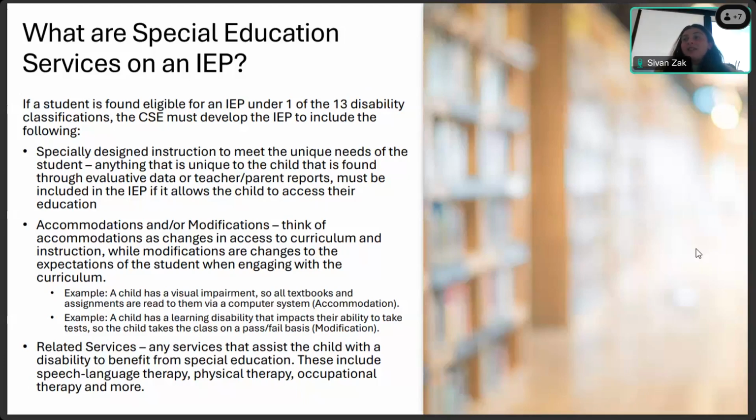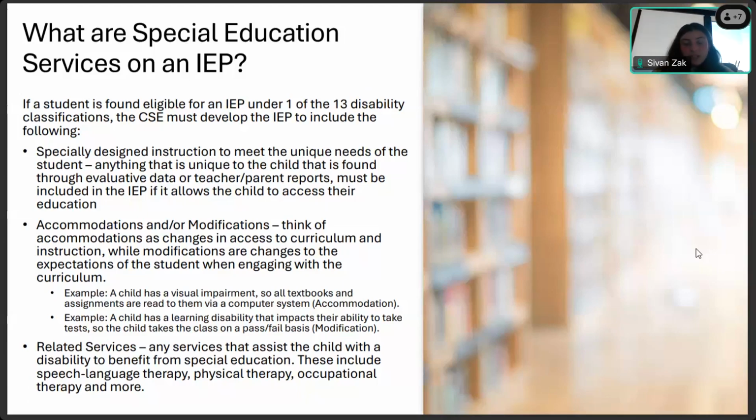So specially designed instruction needs to meet the unique needs of the student. So that would include anything that is unique to the child that would be found through evaluative data, through teacher or parent reports, through any other reports that you may have. So if your child attends an extracurricular activity and that person has information to share about what they think would be beneficial for the student, anything like that needs to be included in the child's IEP.